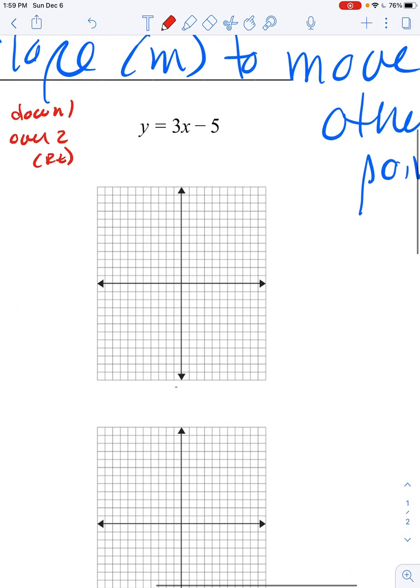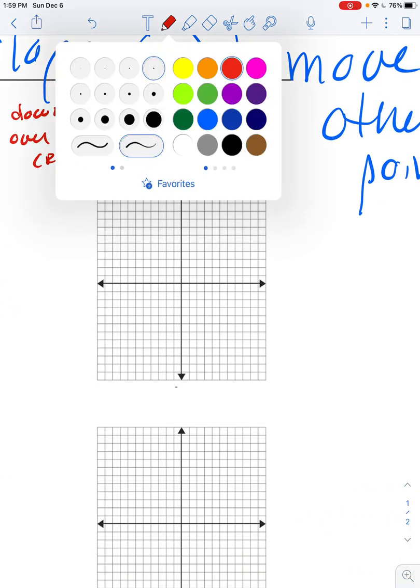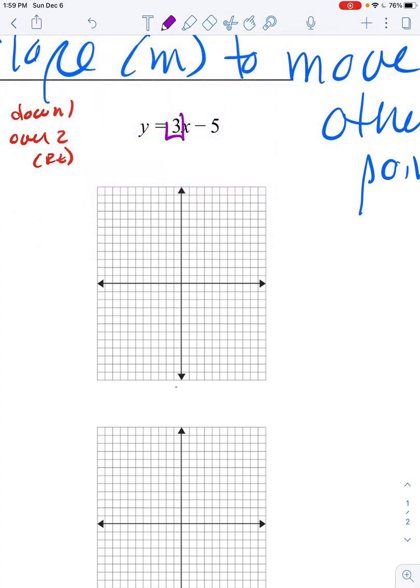All right. So this one is also in slope-intercept form already. So I can see from here that my slope is 3 and my y-intercept is -5. So this is where I'm going to start on the y-axis, at -5. So here's where the negative y's are: 1, 2, 3, 4, 5.